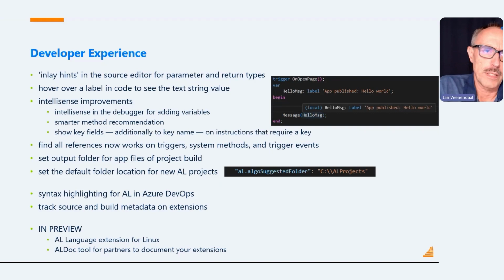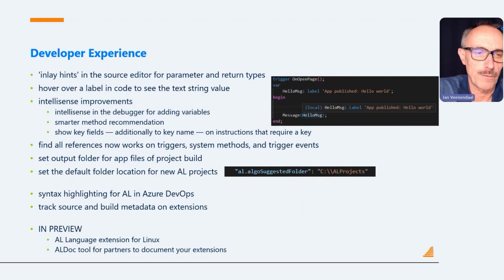There are some improvements in IntelliSense. So when you type a few letters, the application will know what you are hinting at. In the debugger, if you add a variable to watch, it will now tell you what's available. There's also a better way that methods are recommended.